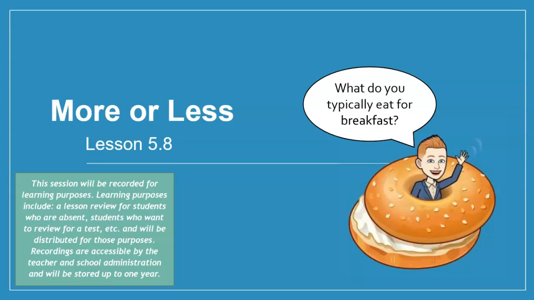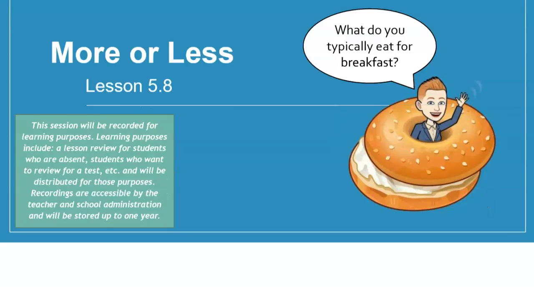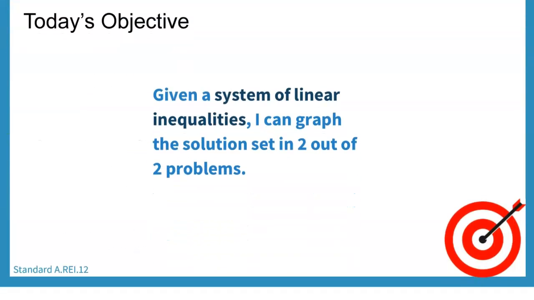Today we're looking at lesson 5.8, more or less. And today's objective is, given a system of linear inequalities, I can graph the solution set in 2 out of 2 problems. So in the last lesson, we looked a little bit at linear inequalities, and we're going to expand on that a little bit more today.